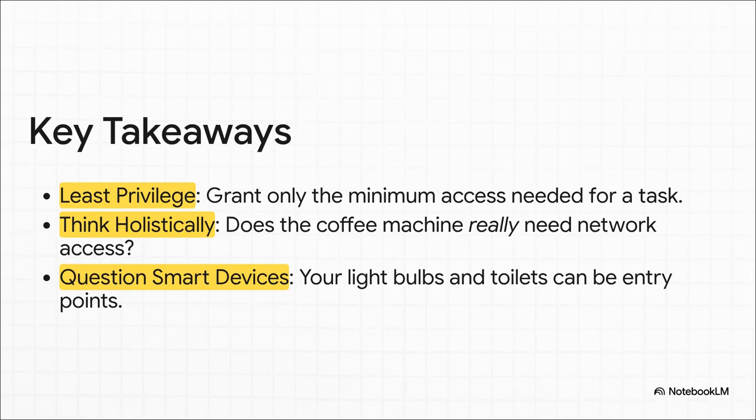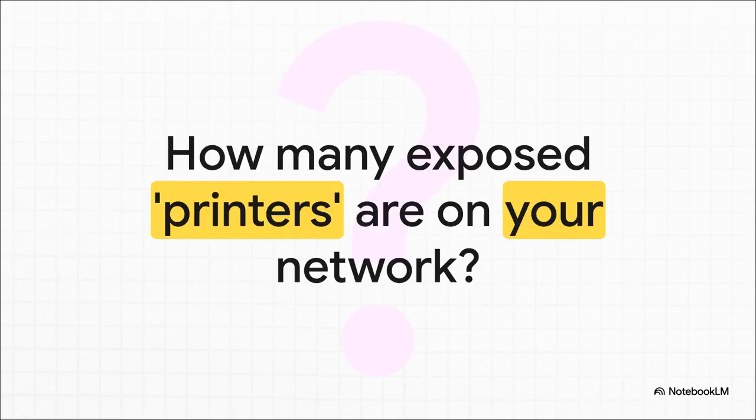And that leads right to the third point. Question every single smart device. Your light bulbs, your coffee maker, even smart toilets can be entry points into your network if they're not secured properly. Which brings us right back to where we started. The printer, well, it was just an example. The real question I want to leave you with is this. Now that you know what to look for, how many other printers, unsecured devices, overprivileged accounts, forgotten access points, are just waiting to be discovered on your network?